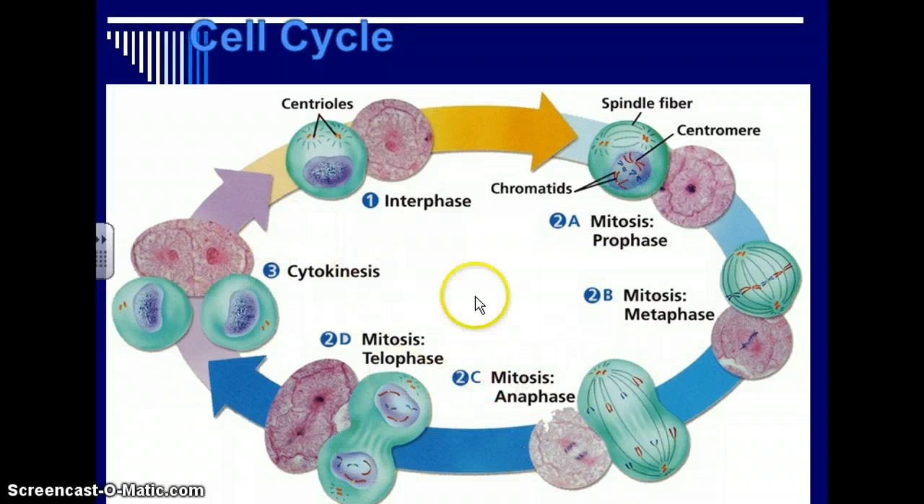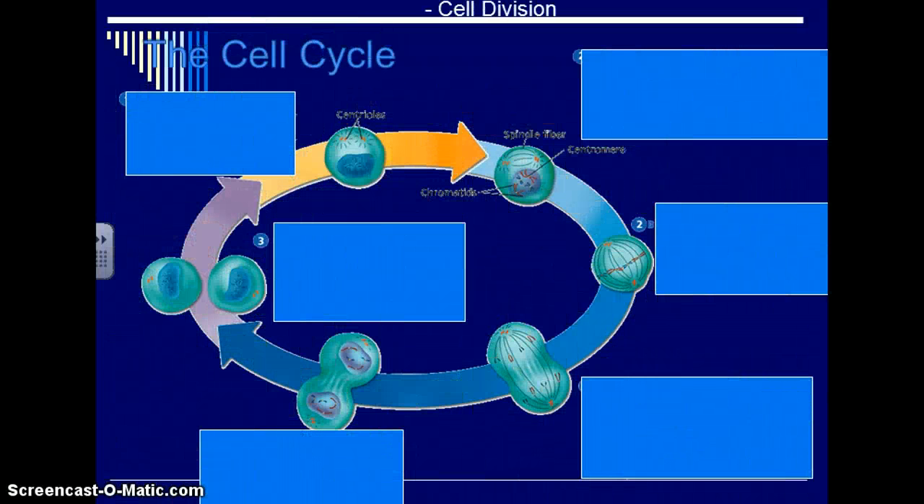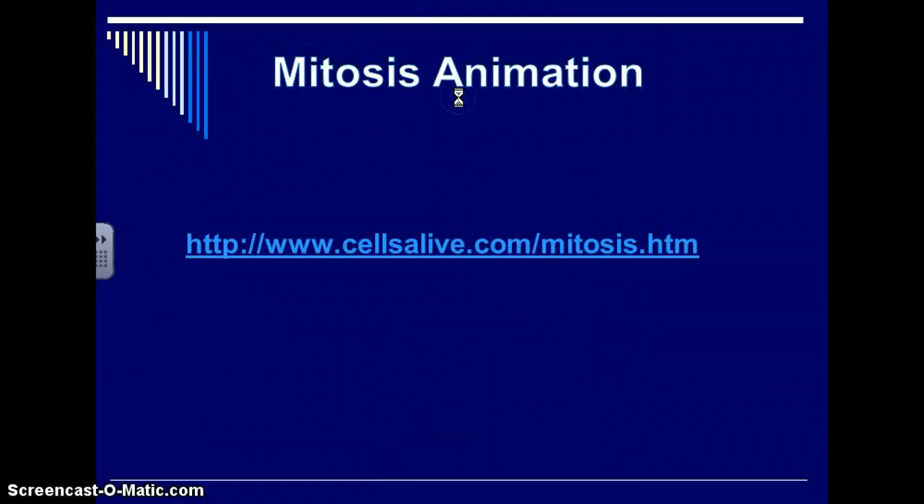Here's another example of the cell cycle. You can look at those and try to better understand what's going on there. Then take a minute and see if you can fill in the information that was supposed to be here. Try to fill it in, and then go back and check your answers if you need to. There's an animation on this page that'll give you an idea of what's going on with mitosis, and we'll look at this in class too.